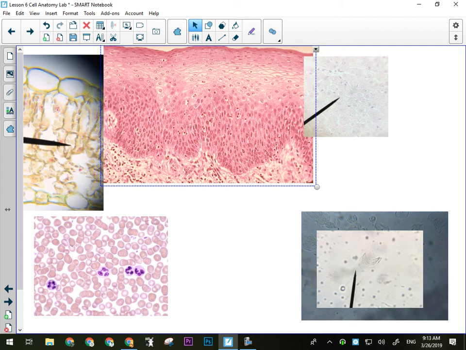If you need to use more than one cell to do your labeling, that's fine. You don't have to just label one particular cell. If you need to use one cell to label the nucleus and one cell to label something else, that's fine. But that's what you'll see.